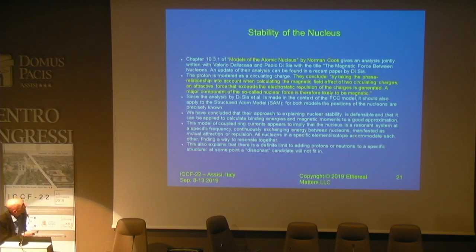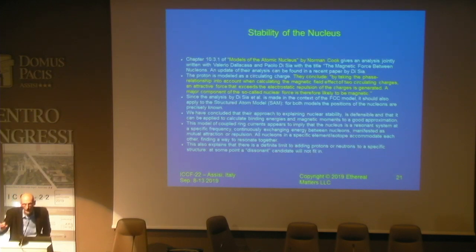The stability of the nucleus, I would like to point out that when Norman Cook wrote a book with people like Dalla Casa and Paulo Di Sia, they conclude in their writing that by taking the phase relationship into account when calculating the magnetic field effect of 2 circulating charges, an attractive force that exceeds the electrostatic repulsion of the charges is generated. A major component of the so-called nuclear force is therefore likely to be magnetic. And I believe that, where is he? Our friend over there yesterday has made a very good case for that as well.